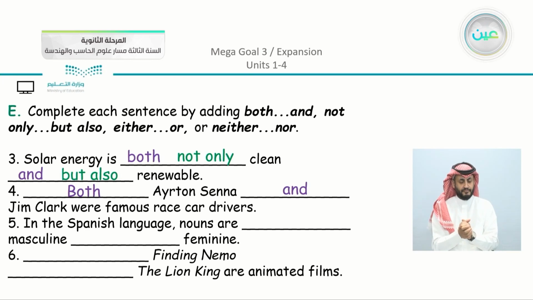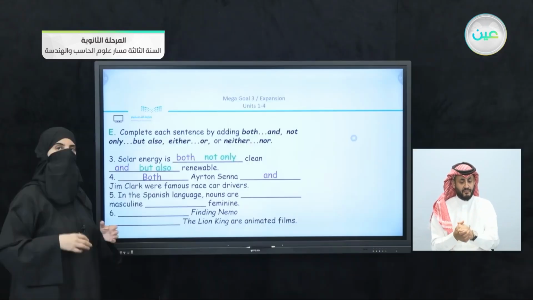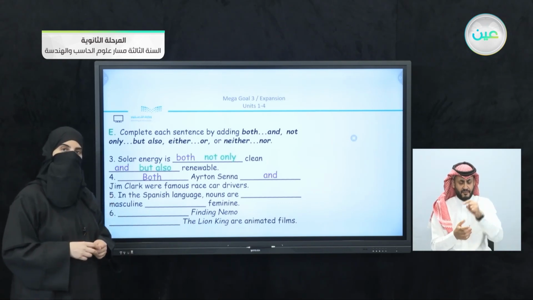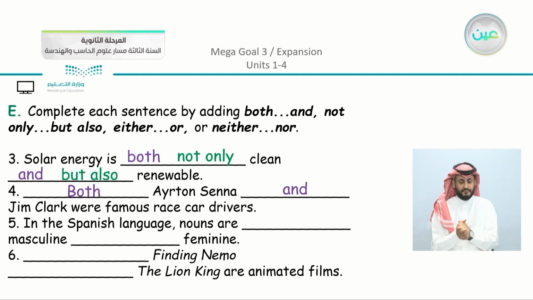In the Spanish language, nouns are masculine, feminine. So here, note that we have the 2 words masculine and feminine. We are going to study the meanings of them, if you do not know them, inshallah, in our next semester. We have here either masculine or feminine. We have number 6, Finding Nemo, The Lion King are animated films. So both, as we can say, Finding Nemo and The Lion King are animated films.